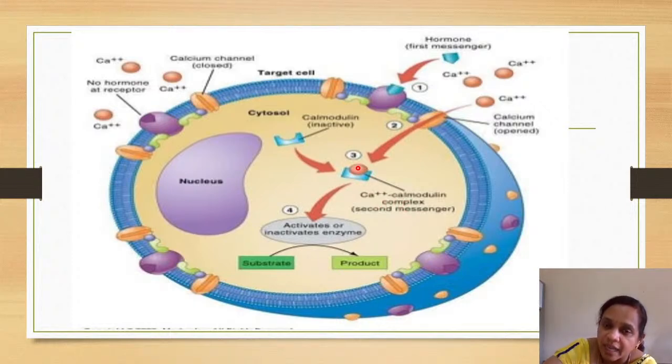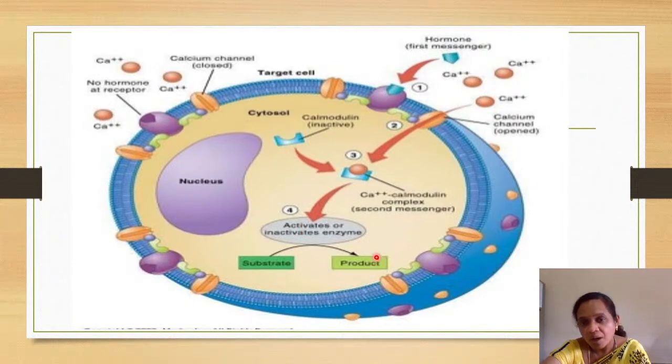Now this calcium-calmodulin complex is very much required for the activation of enzymes. So it will activate the enzymes and the substrate will get converted to the product. So this is how it acts as a second messenger. Calcium channels are closed when there is no hormone at the receptor. Once the hormone sits on the receptor, calcium channels are open. The important step is that calcium will bind with calmodulin.